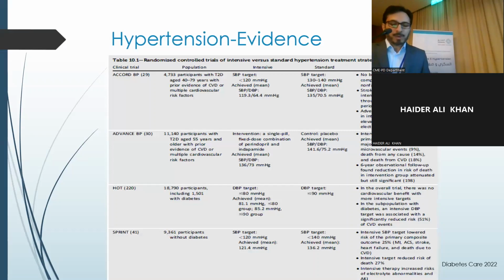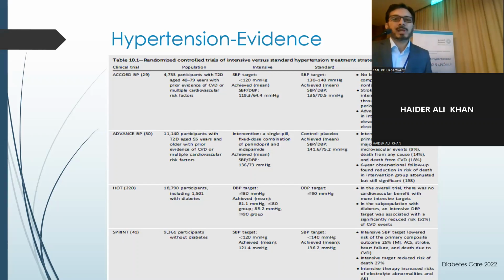The evidence for hypertension recommendations for diabetic patients comes from the trials which were done. These are the 4 trials called ACCORD, ADVANCE, HOT, and SPRINT. If I just go quickly through these trials, in the ACCORD trial, they looked at a comparison of intensive treatment, when they tried to lower the systolic blood pressure to less than 120, as compared to standard treatment of 130 to 140. They found no benefit in the primary endpoint. However, there was a reduction in stroke risk of 41%.